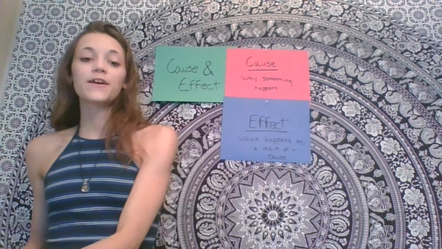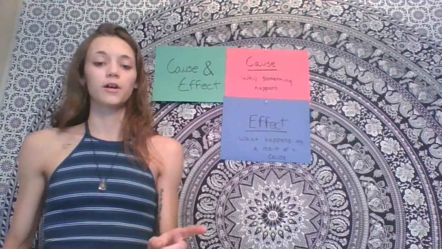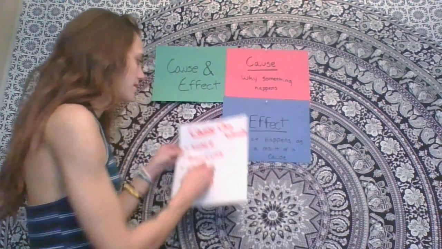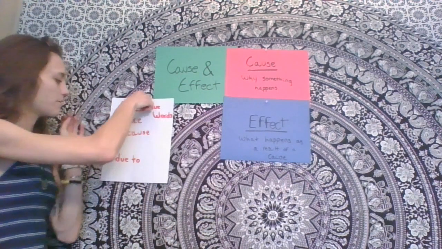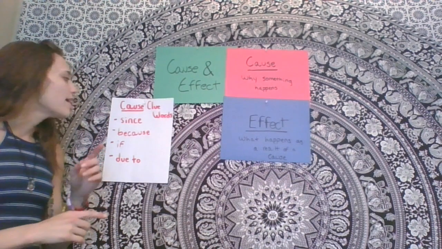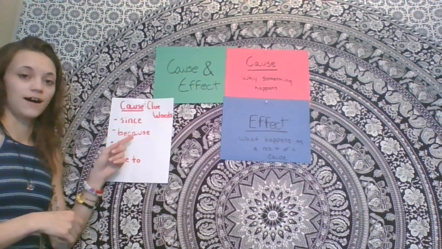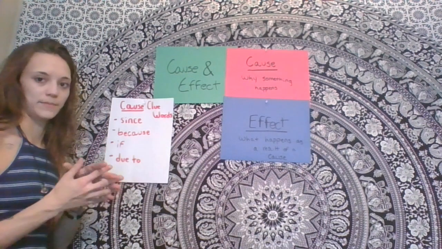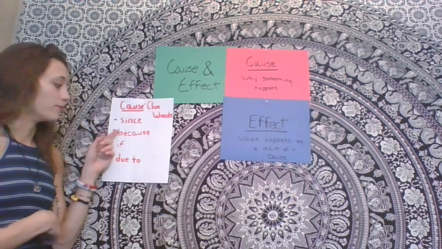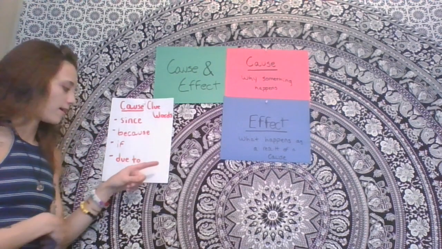So, how do we identify cause and effects? There are certain clue words that authors will often give us about cause and effect relationships. Cause clue words are since, because, if, and due to. Since it was hot outside, my ice cream melted. I was late for school because my alarm didn't go off.